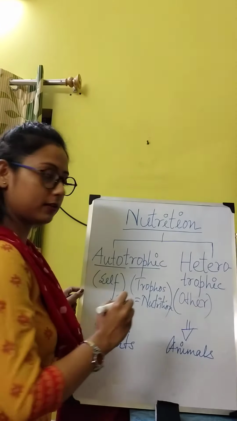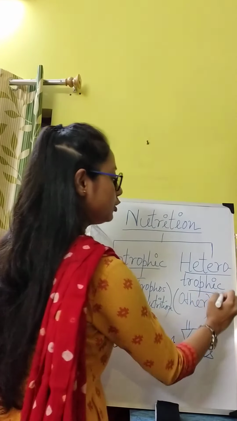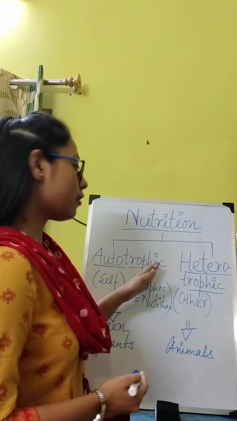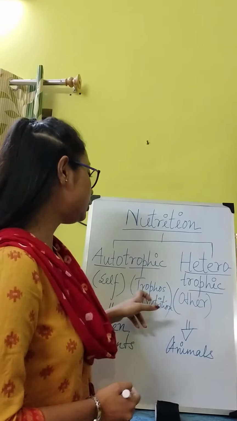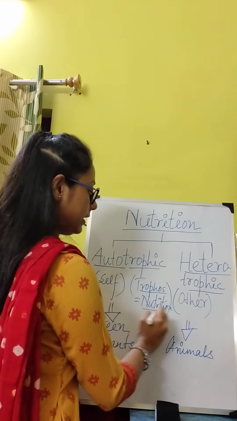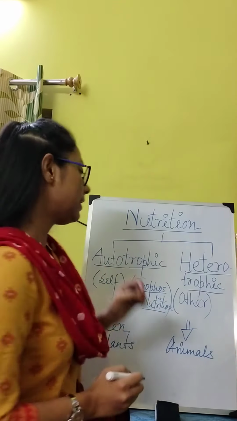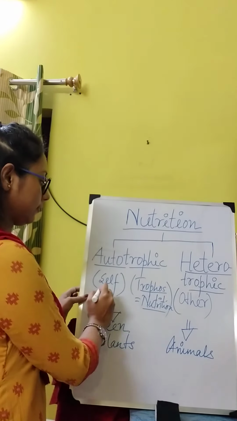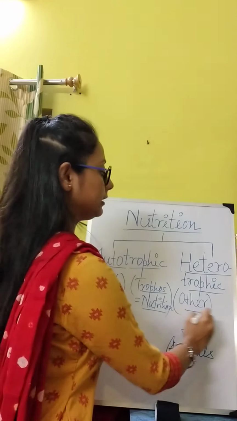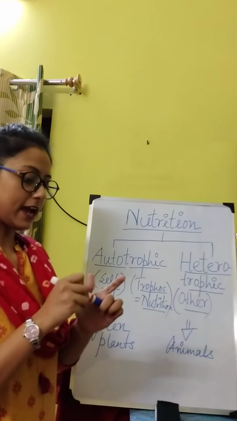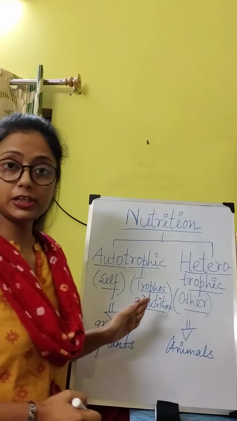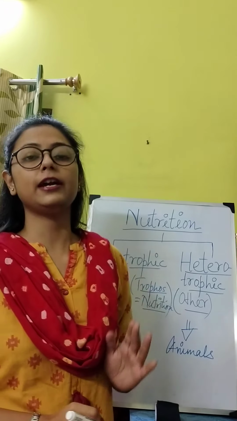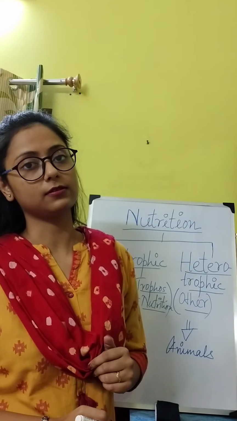Auto and trophic, and hetero and trophic. Trophic is the same, common term. Trophic comes from the term trophos, and trophos means nutrition. And auto means, we all know that, auto means self. And hetero means other or different. That means autotrophic nutrition indicates the living organisms which can produce their own food by themselves.